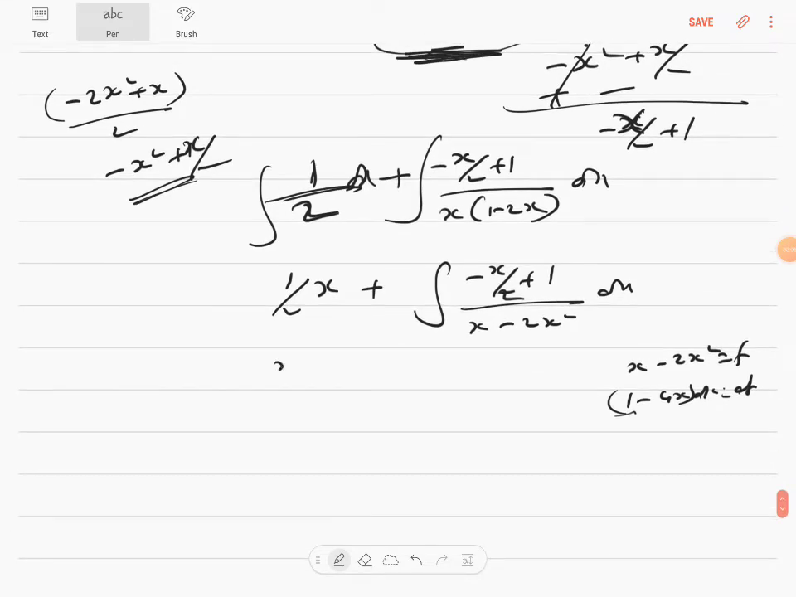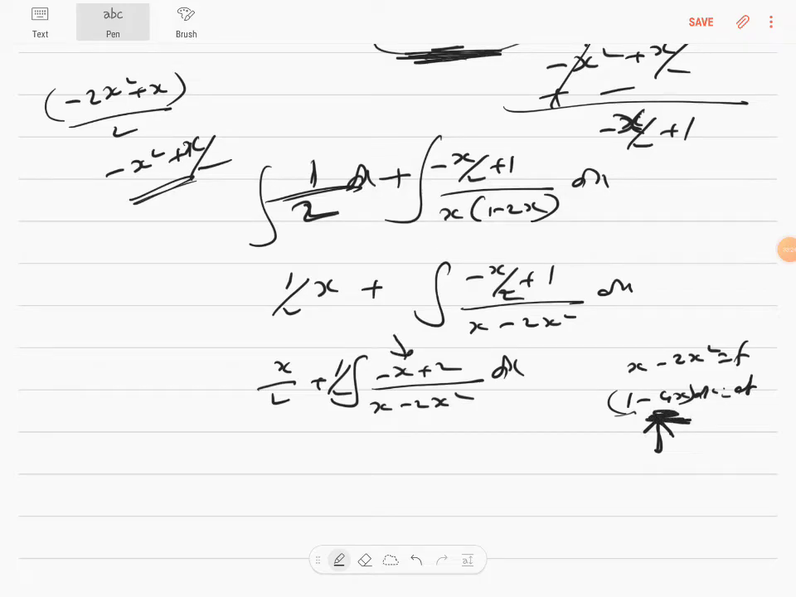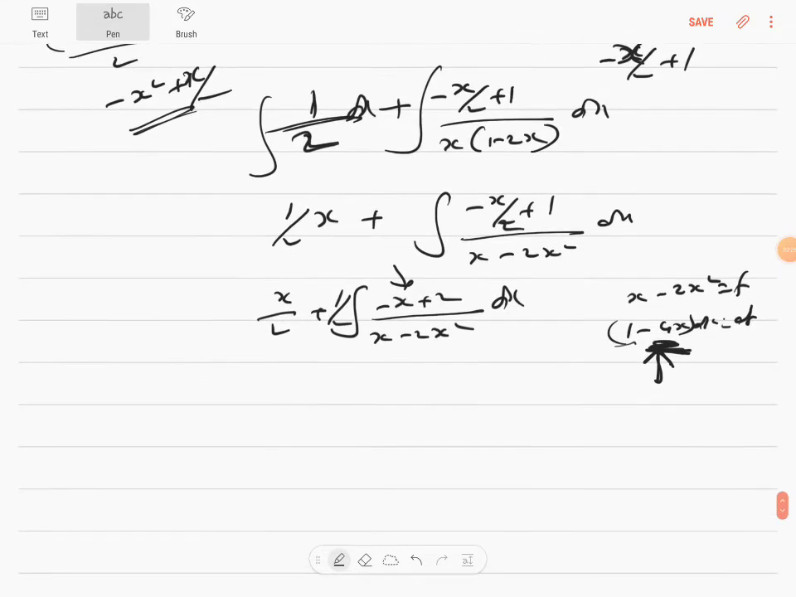So it will become x by 2 plus integration of minus x plus 2 and a 1 by 2 out by x minus 2x square. So you see, you have to have 1 minus 4x into dx. A minus 4x you need, but you have a minus x. So multiply and divide by 4. So x by 2 plus 1 by 8 into minus 4x plus 8 by x minus 2x square dx.